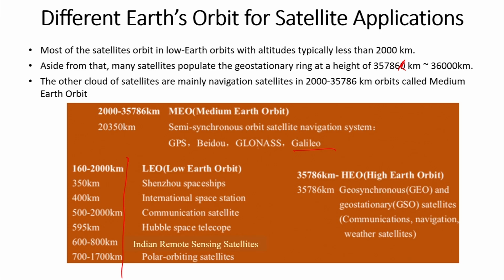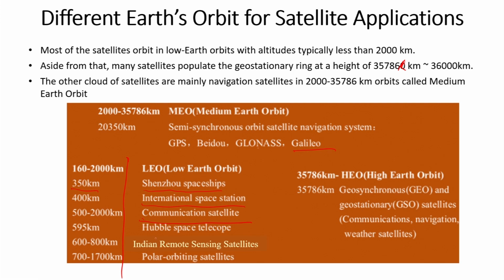Of course, if you put a satellite at 160 kilometers, it will be very unstable because of the atmospheric drag. So generally, satellites are at least at 300 kilometers and above. At 350 kilometers, an example is the Shenzhou spaceship, the Chinese spaceship. Then 400 kilometers is the International Space Station. Then 500 to 2000 kilometers can be communication satellites like Starlink. There are so many types of constellations of satellites.